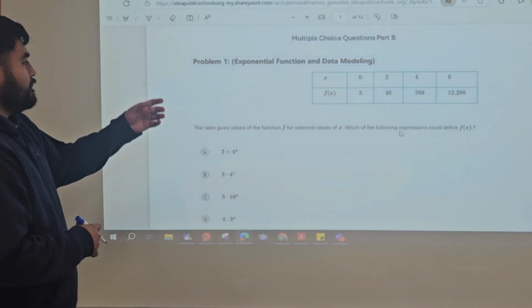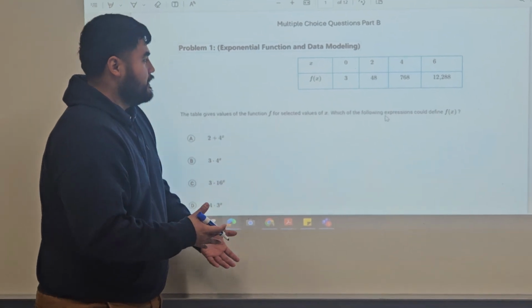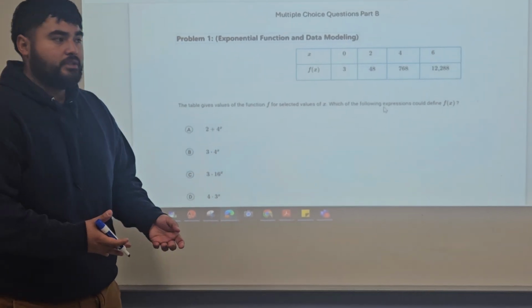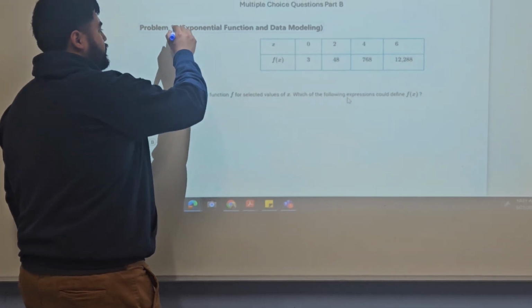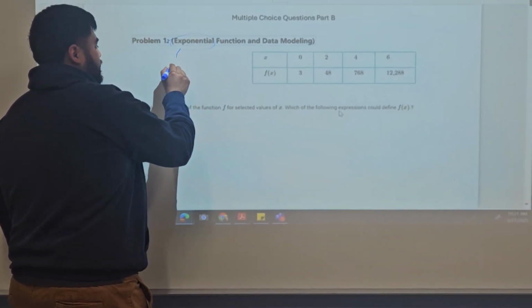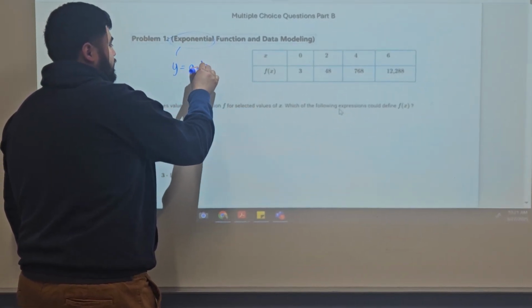So here we have exponential functions and data modeling, right? Basically, if you're dealing with exponentials, you have to figure out the equation. What is the equation? So the equation for exponentials, right? It's y equals a times b to the power of x.